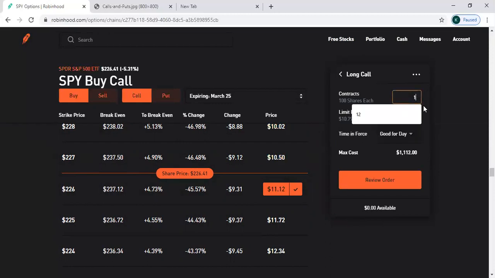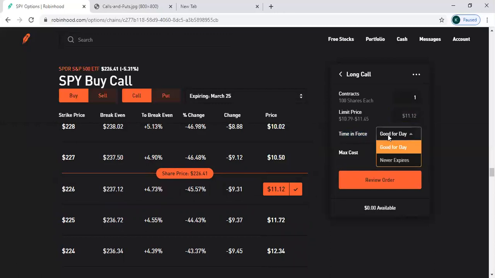So start with one contract. Right now, SPY, each contract is worth $11.12, and it's 100 shares of each contract. So when you go into there, you hit one, then you basically just want to leave it where it's at, the $11.12. You really don't want to mess with that. But then right here, for the time in force, I would just put never expires.